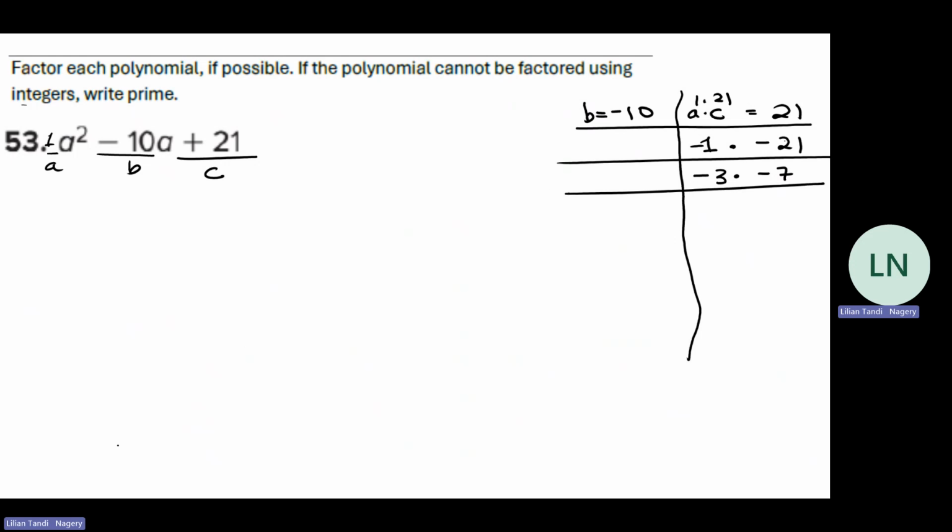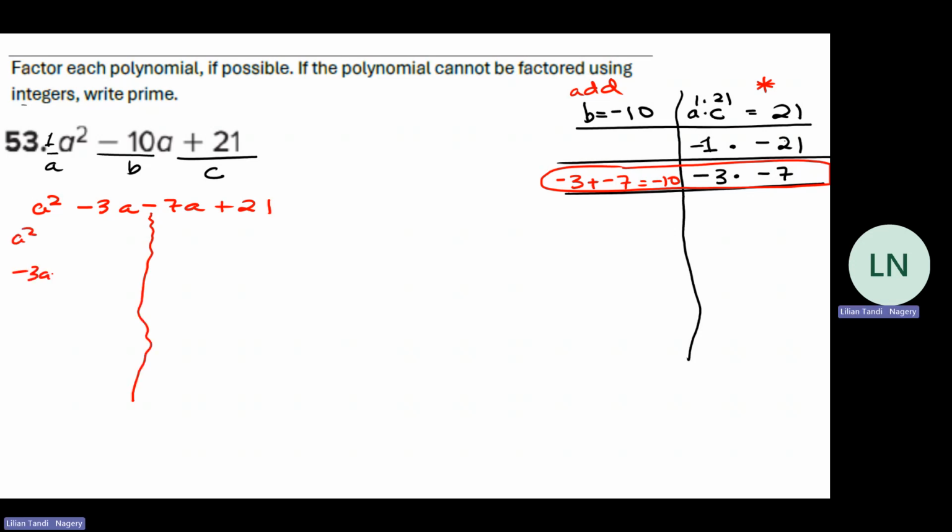Now, let us add. Remember, over here you're adding, over here you're multiplying. Negative 3 plus negative 7 is negative 10, so this is my answer. So I come here and I write a squared minus 3a minus 7a plus 21. Then I break this down. I will do a squared minus 3a, and on this side, I will do 7a plus 21.